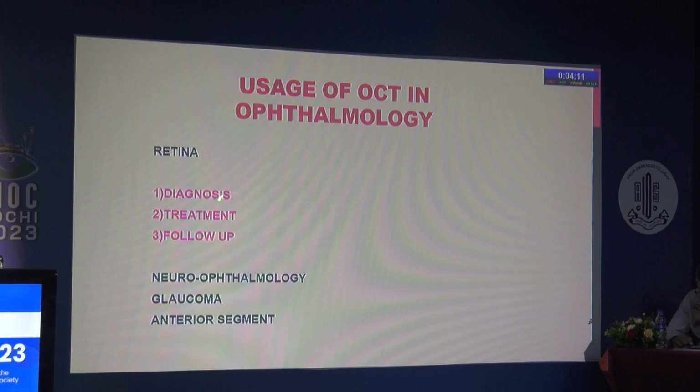So what is OCT in ophthalmology? We all know it is very important for diagnosis, even deciding treatment, and of course follow-up. So all three areas of managing our patients are covered by the OCT. And of course, as already discussed, neuro-ophthalmology. We will be leaving out the entire segment here.